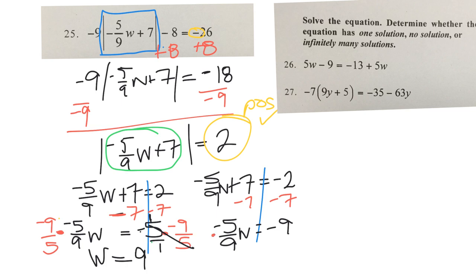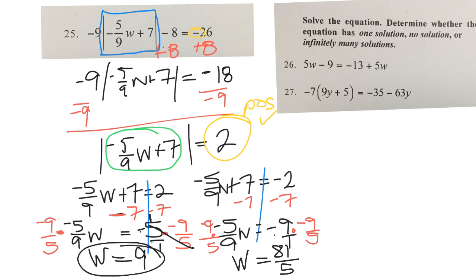And we're going to multiply by negative 9/5 on this side. And we don't have any canceling going on, so w equals, put a 1 under it, multiply the numbers on top. Negative 9 times negative 9 is 81. 1 times 5 is 5. So we have 81/5. And it's okay if you get fractions as your answer. Those are simplified. I can't do anything with that.